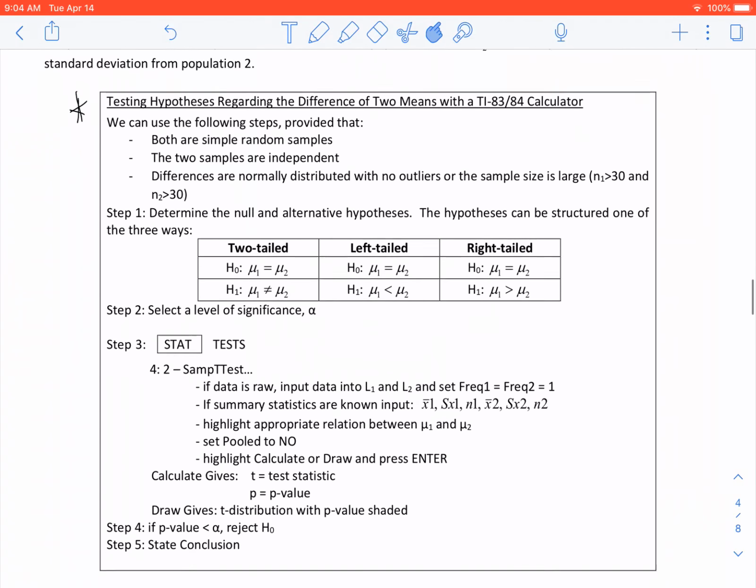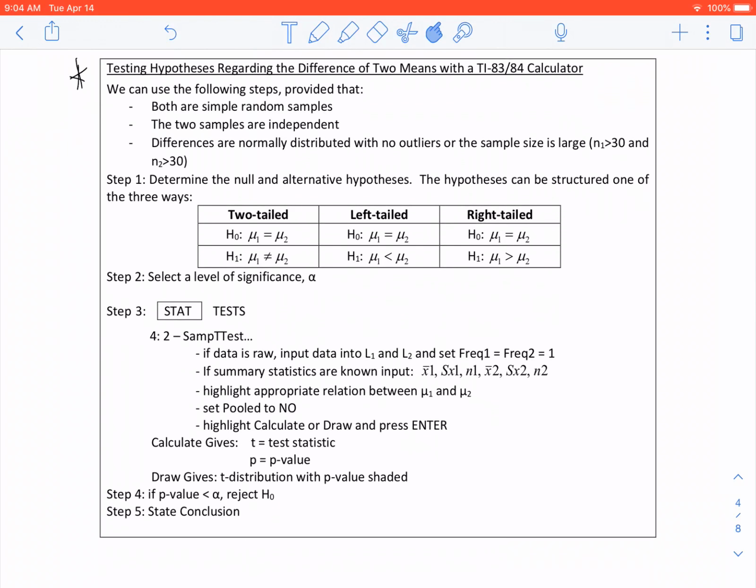The box is testing hypotheses regarding differences of two means with the TI-83/84 calculator. We can use this test provided that these criteria are met. So both are simple random samples, the samples are independent, and it either says that they're normally distributed with no outliers, or the sample sizes are going to be large.